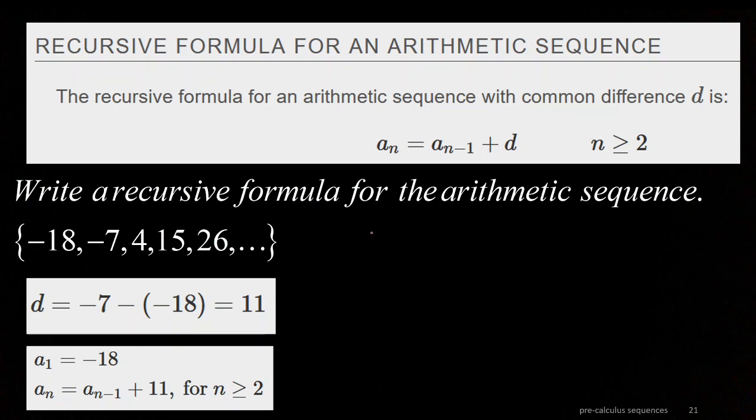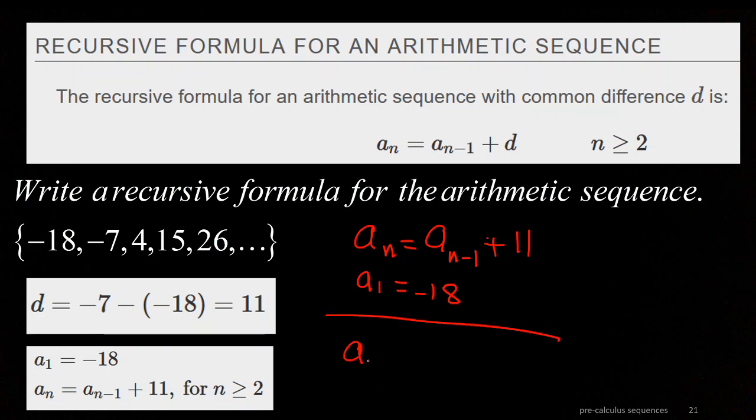All right? Now if you want, let me do that too because I don't want it to be confusing. So that would be plus 11, right? Now, since we know A1 and we know d, we can write an explicit formula for this. We can just write negative 18 plus 11 times what? n minus 1. That would be the explicit formula for that.